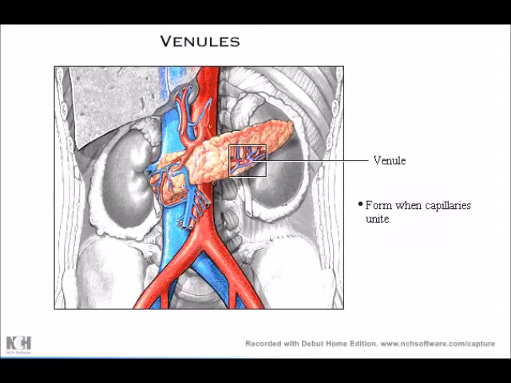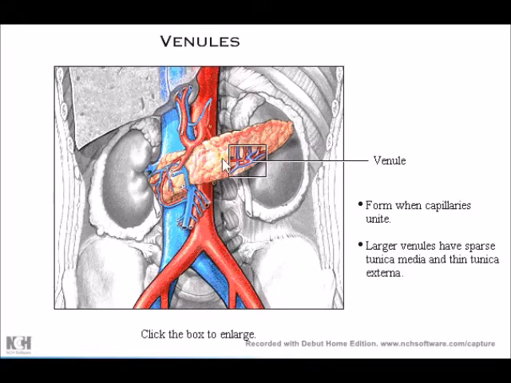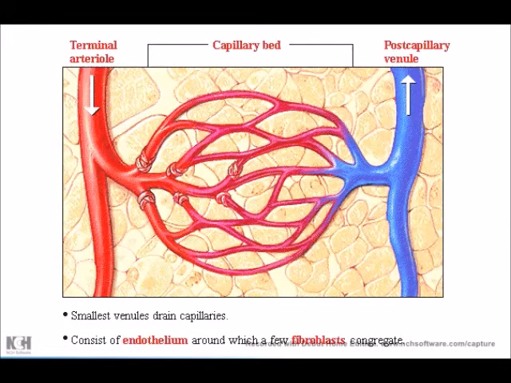Venules are formed when capillaries unite. In larger venules, both a sparse tunica media and a thin tunica externa are present. Click on the box to enlarge. The smallest venules, which drain capillaries, consist entirely of endothelium around which a few fibroblasts congregate.